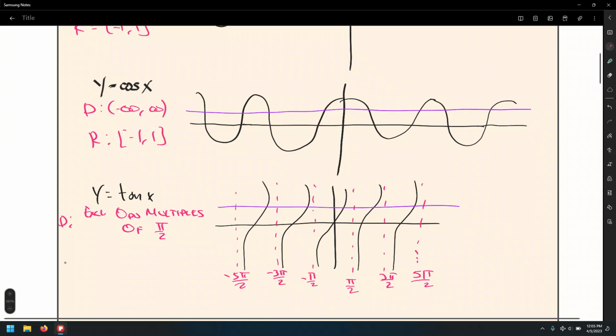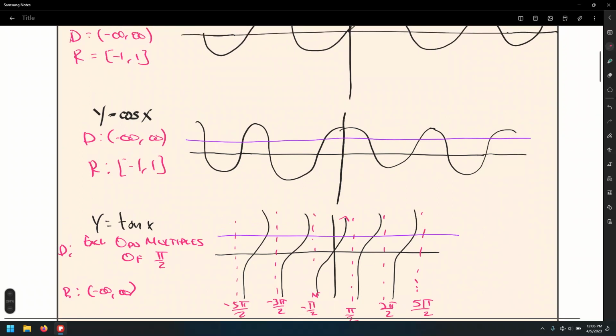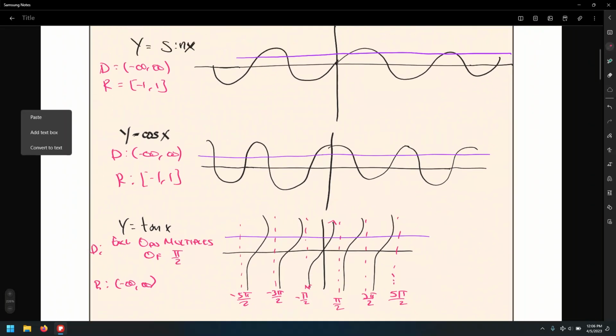And the range, in this case, is all real numbers, because if we see this graph right here, it extends from the very bottom to the very top. So that indicates that the range is all real numbers. All right, well, what's the trick anyway? So the trick here, check this out.